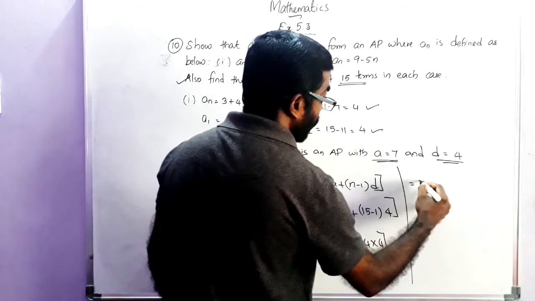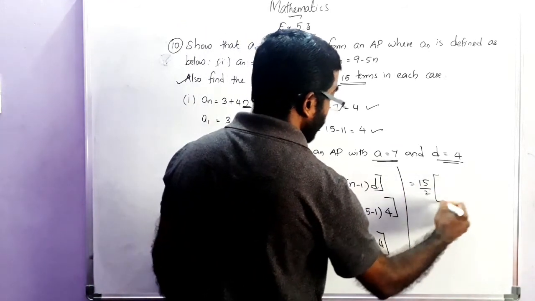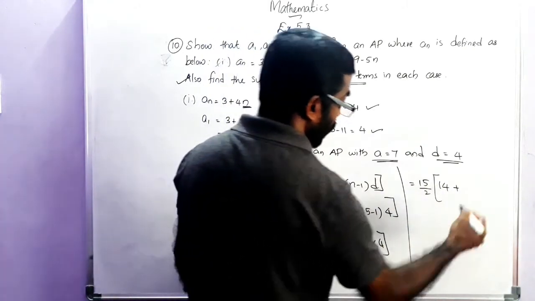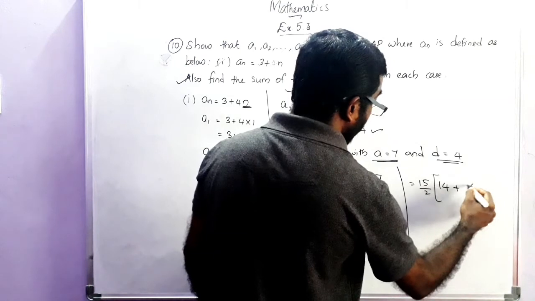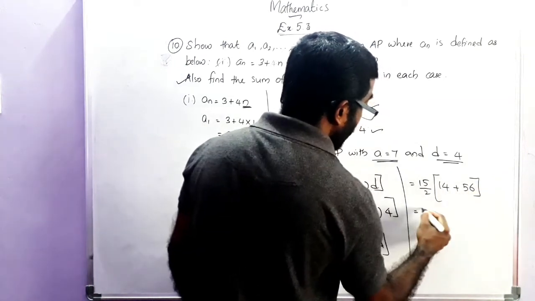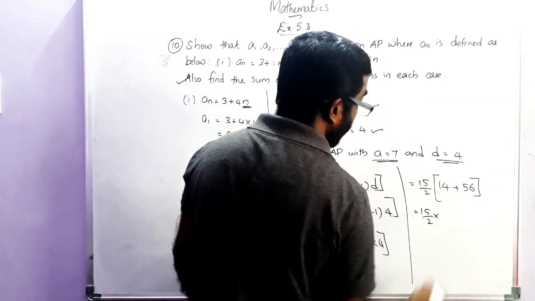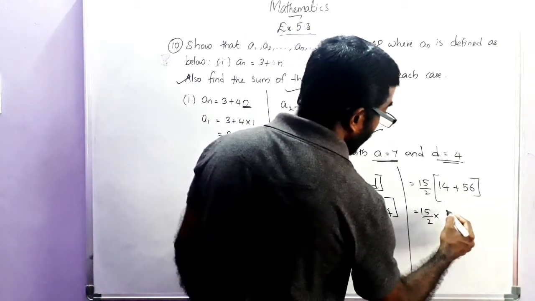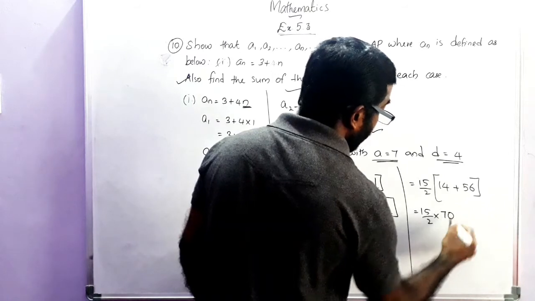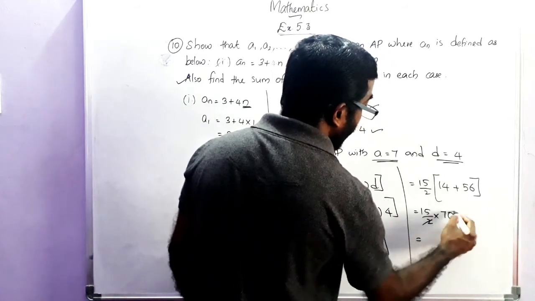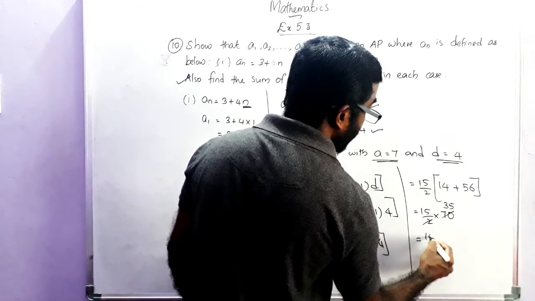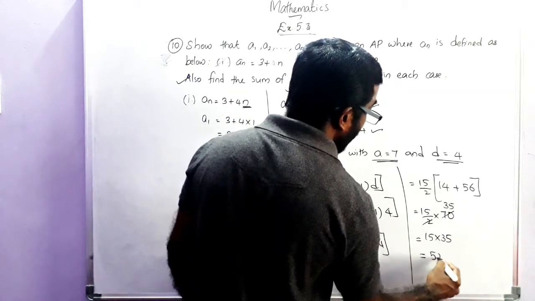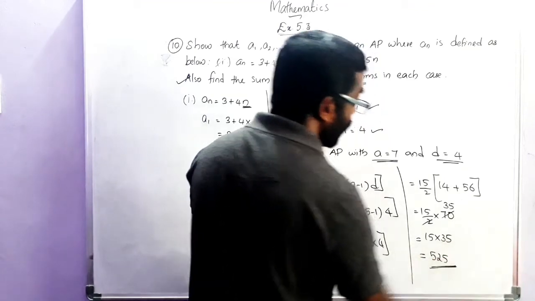which is equal to 15 by 2 into 14 plus 14 into 4. 14 into 4 is 56, that is 15 by 2 into 14 plus 56. 14 plus 56 is what? 70. Now this 2 and 70 we can cancel, 35. That is 15 into 35 and that will be equal to 525. Understood?